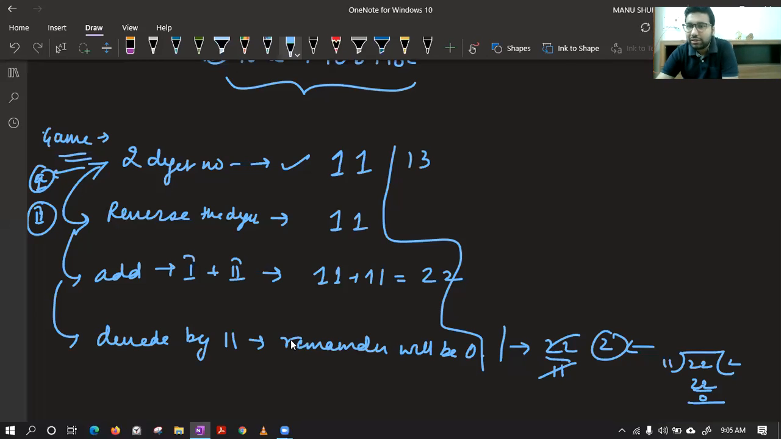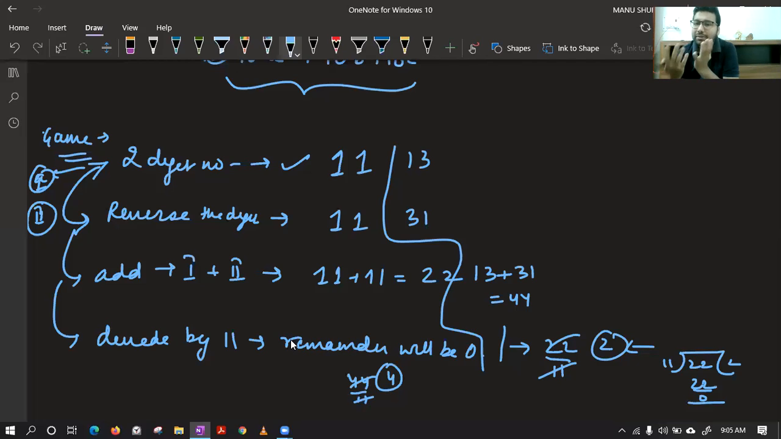What will be the reverse of 13, children? What is the reverse of 13? 31. Add 31 and 13. What will you get? 44. And when you divide 44 by 11, you will get 4 as the quotient. Remainder is 0.